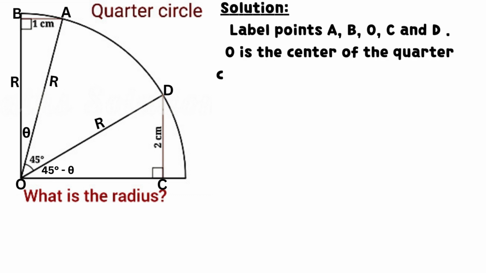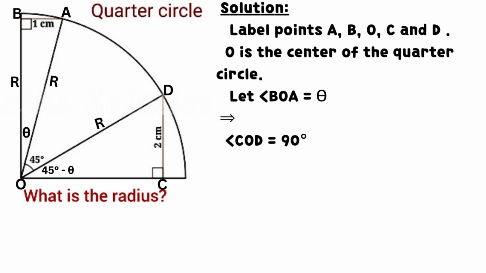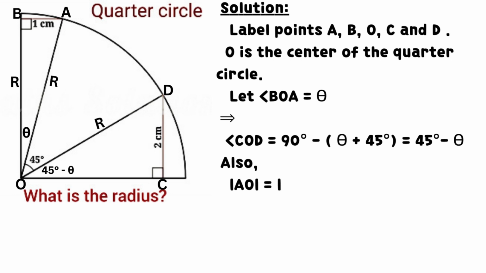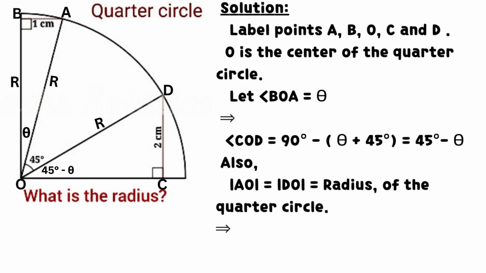Label points A, B, O, C, and D. O is the center of the quarter circle. We assigned angle BOA to be equal to theta. It means that angle COD equals 45 degrees minus theta. Also, line AO equals line DO, which equals the radius of the quarter circle.